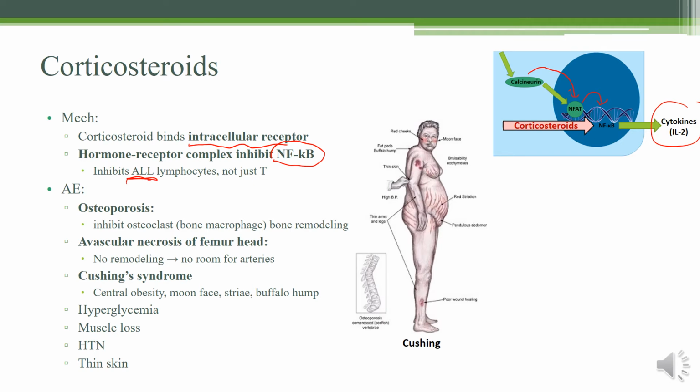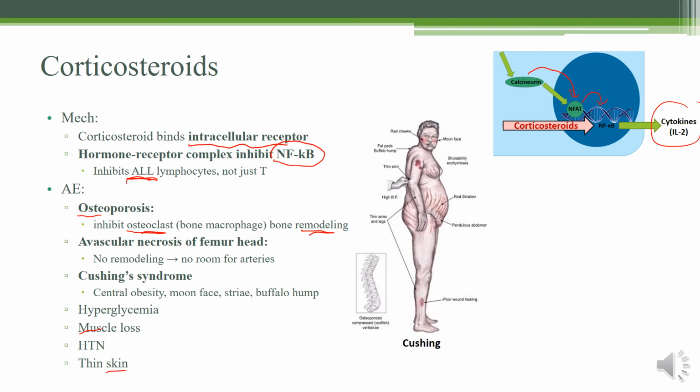But that's not all it does. It affects different parts of your body as well. More specifically, it affects your bones, it affects your muscles, and it affects your skin. So let's just go through it. Your bones are going to be inhibited because it's going to inhibit the osteoclasts. Osteoclasts are just mature macrophages that are found in your bone, and they're very important for remodeling. So your bones are going to get osteoporosis, or just porous bones, and eventually they'll start collapsing on themselves.